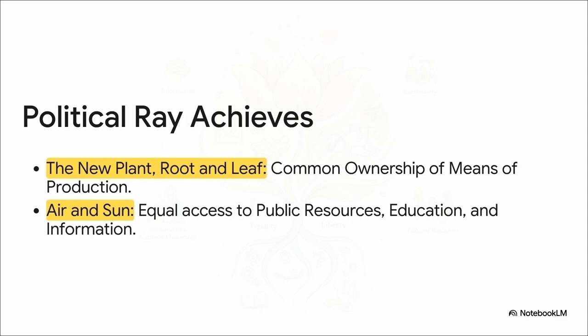So the cycle kicks off with the political ray. Think of this as the foundation, the new plant, the root, and the leaf. This ray's job is basically to create the structure for everything else to grow. And it does this through common ownership of essential infrastructure and by making sure everyone has equal access to public resources, which is like the social version of air and sun for our growing plant.